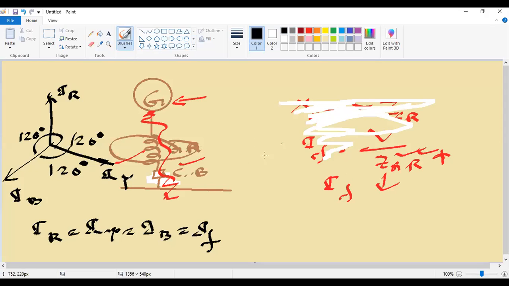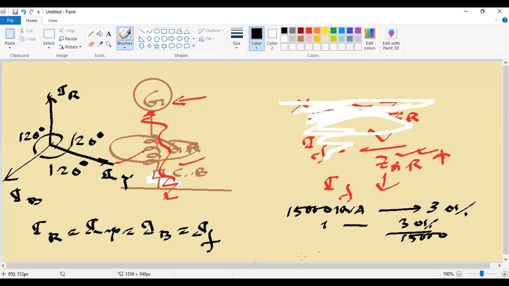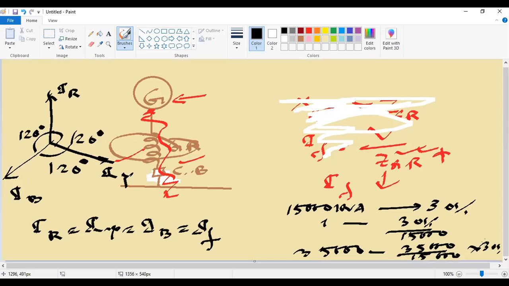Okay, so it is basically the unitary method. For 15,000 kVA, what was the reactance value? 30%. Okay, fine. So for 1 kVA, it is 30% divided by 15,000 kVA. And we have chosen our base kVA as 35,000 kVA. So this is basically 35,000 by 15,000 into 30%. Okay. So this way we have to convert it. Is it clear?